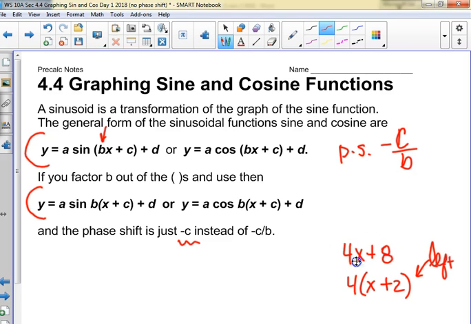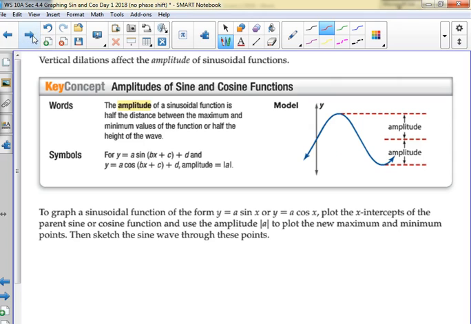This, if I asked you what the phase shift was, most of you would say it wouldn't have one. You'd say I'd move it up 8, okay? But if this is the whole value here, I always just factor it out, okay, to describe the phase shift. We'll practice that some more tomorrow.